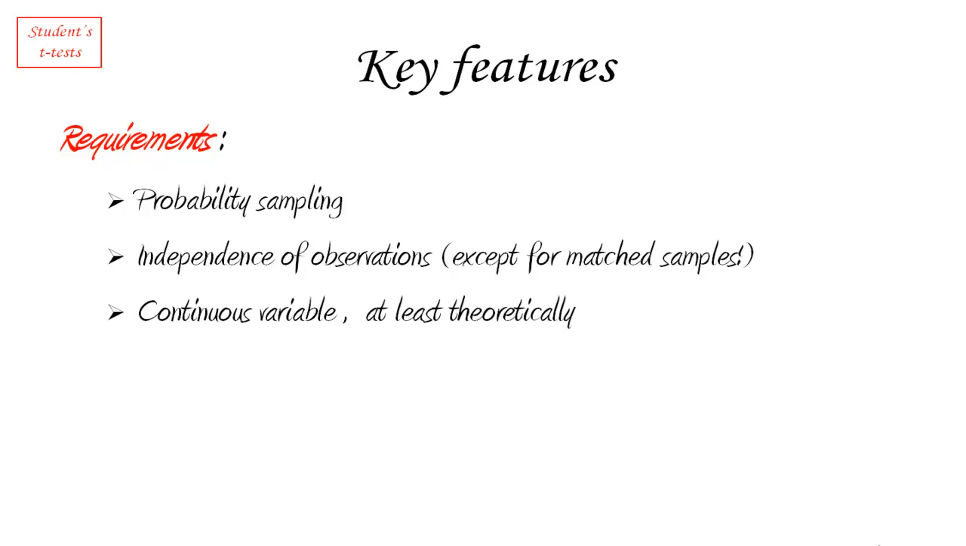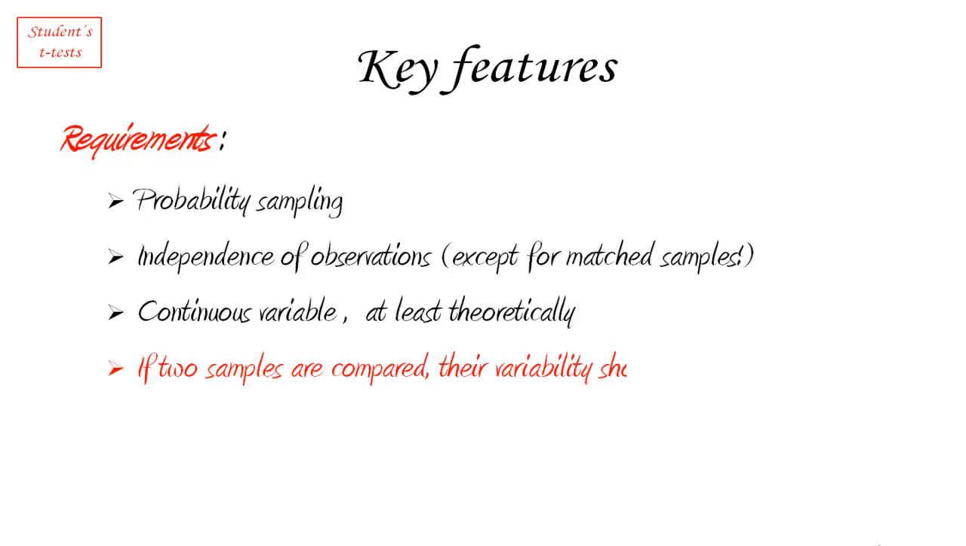In practice, we may end up with something which is not continuous, but the idea is, is it close enough to being continuous that we can assume it to be continuous? Either because theoretically it is continuous, or because the possible numerical values are so many that considering it as continuous is just a small approximation.